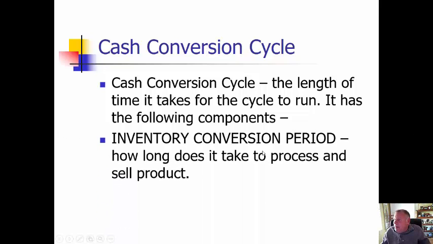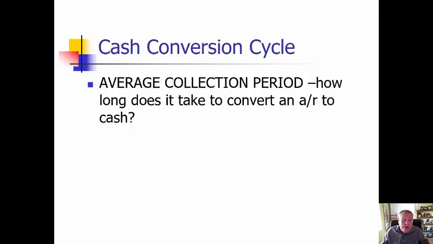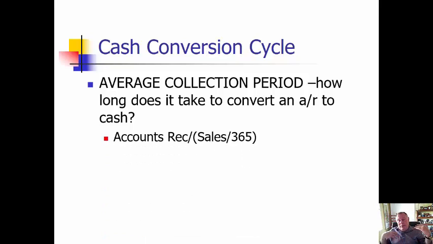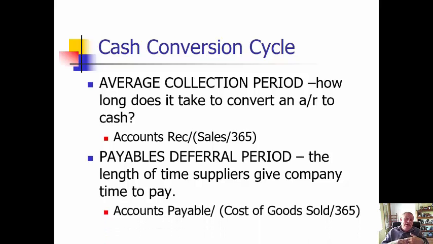We start with inventory conversion. How long does it take to process and sell? This is measured traditionally by inventory divided by cost of goods sold divided by 365. So inventory divided by cost of goods sold divided by 365 is the inventory conversion period. The average collection period: how long does it take to convert an accounts receivable into cash? Well, we start with accounts receivable divided by sales divided by 365. The payables period is the length of time that suppliers give us to pay. That's accounts payable divided by cost of goods sold divided by 365. This will all be expressed in days, and we'll have the financial impact to go along with that.